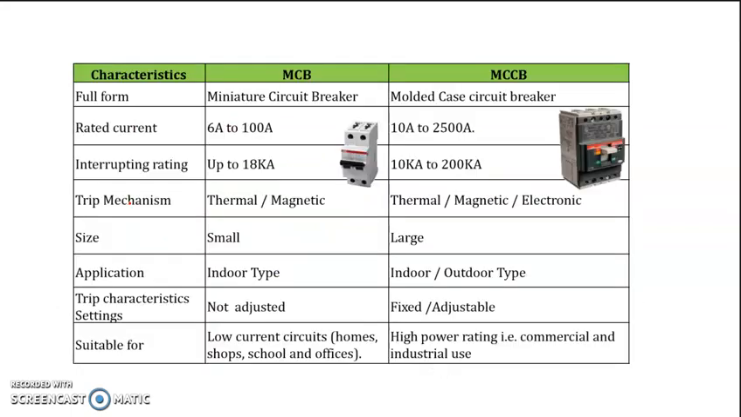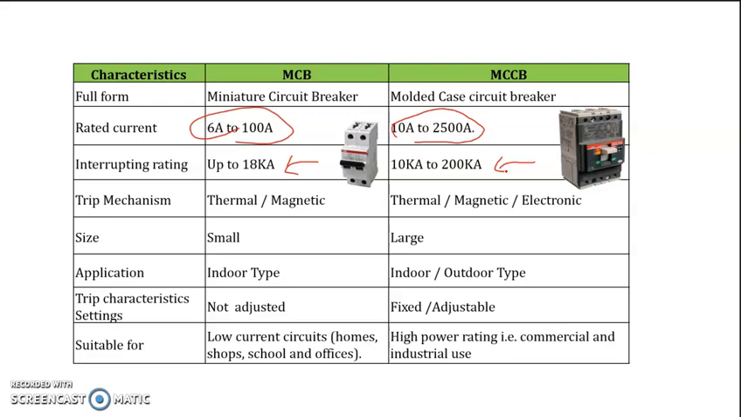This is a comparison of MCB and MCCB: miniature circuit breaker and molded case circuit breaker. MCBs are available from 6 amperes to 100 amperes, and MCCBs are available from 10 amperes to 2500 amperes. The interrupting rating, which is the fault current rating, is 18 kiloamperes for MCBs, and here it can go up to 200 kiloamperes. The trip mechanism can be thermal or magnetic. In the case of an MCCB, it can be thermal, magnetic, or electronic.